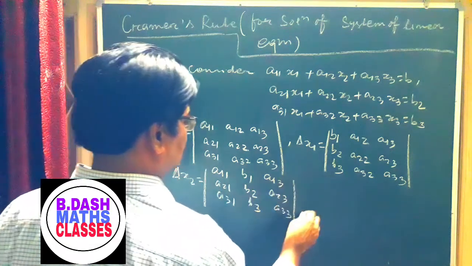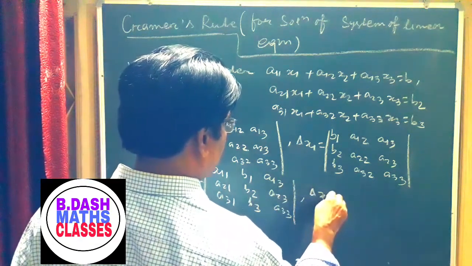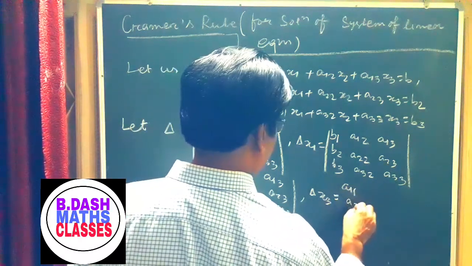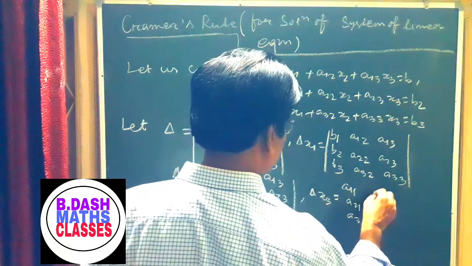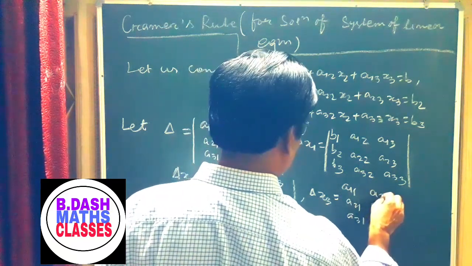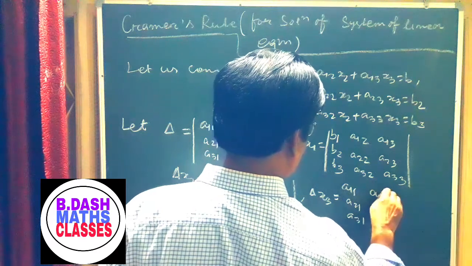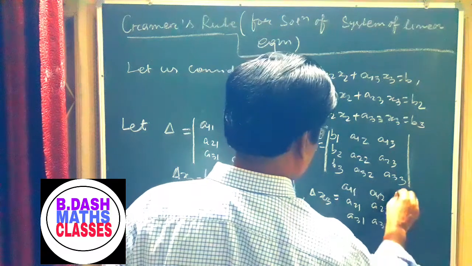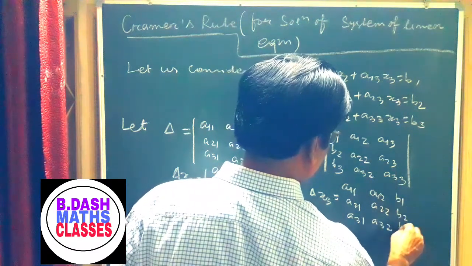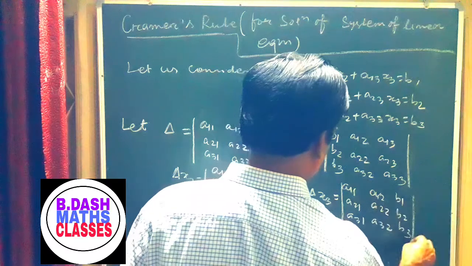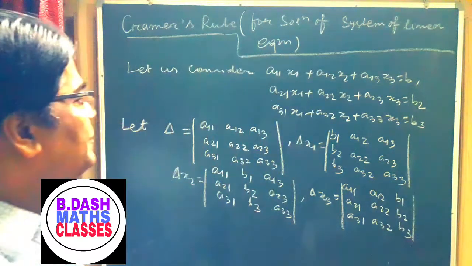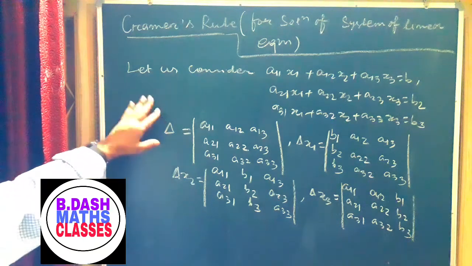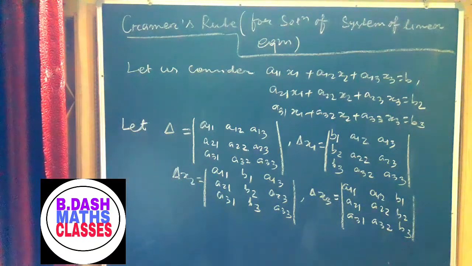This is delta x2. Then delta x3 has columns a11, a21, a31, a12, a22, a32, then b1, b2, b3. So we have to evaluate these determinants in order to apply Cramer's rule.